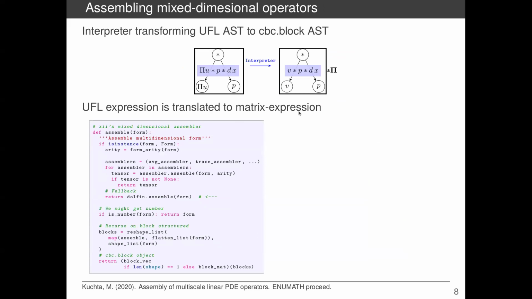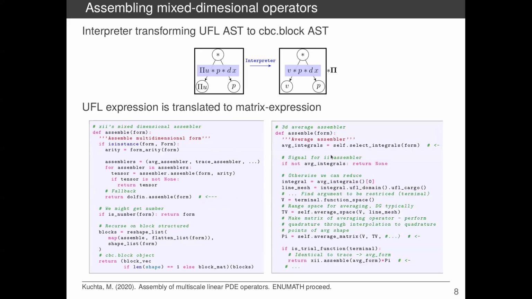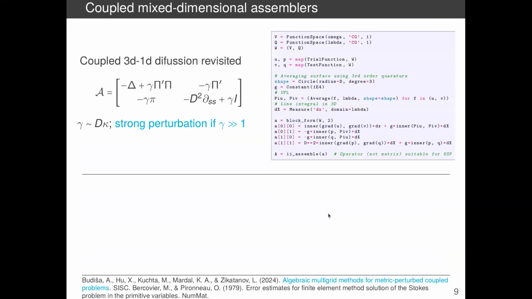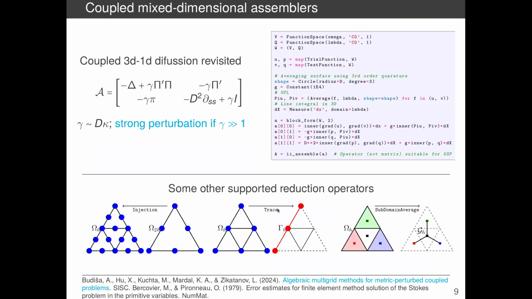So our interpreter targets this CBC block AST instead of matrices. I'm basically showing you here almost the entire code of this assembler. And of course, this is the part that does the heavy lifting, because this is the one where you need to obtain the representation of the averaging operator through performing the quadrature, etc. Yeah, and it's not that much work. At the end of the day, it allows you to write code that very much mirrors the mathematics, which I think is always the goal behind Phoenix. And it supports lots of reduction operators.